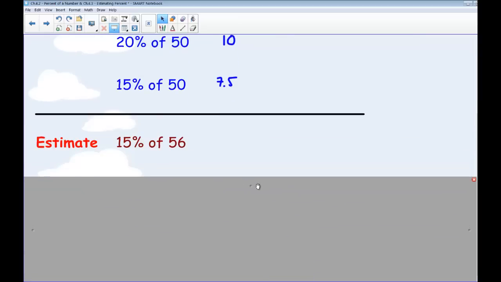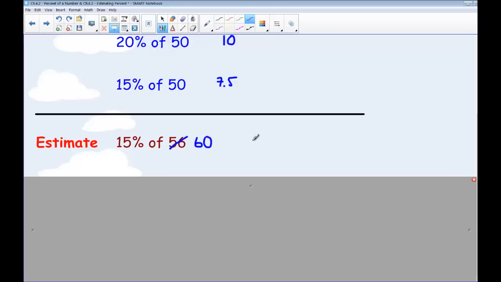So if the numbers weren't so nice, for example, 15% of 56, well, how would we use a strategy in our head to be able to figure this out? So one way to do this is to take the 56 and round that upwards, because we really don't want necessarily an exact value anyway. So instead of using 56, let's say it's 60.